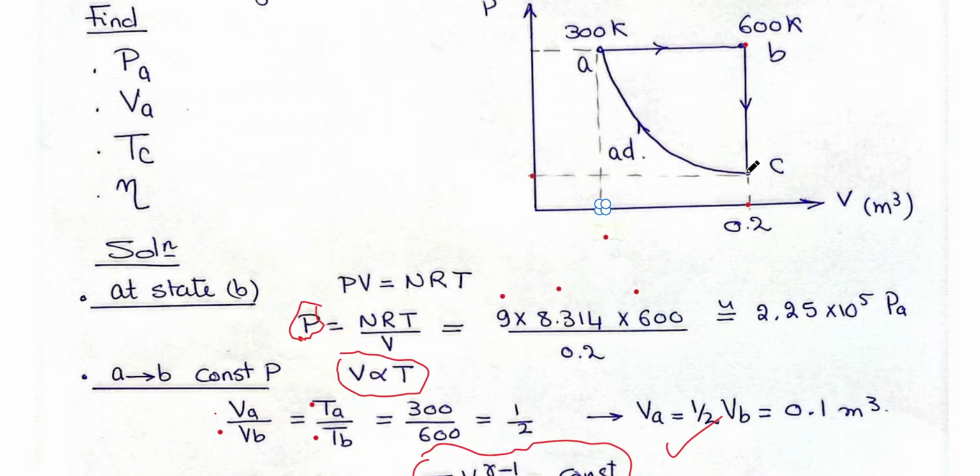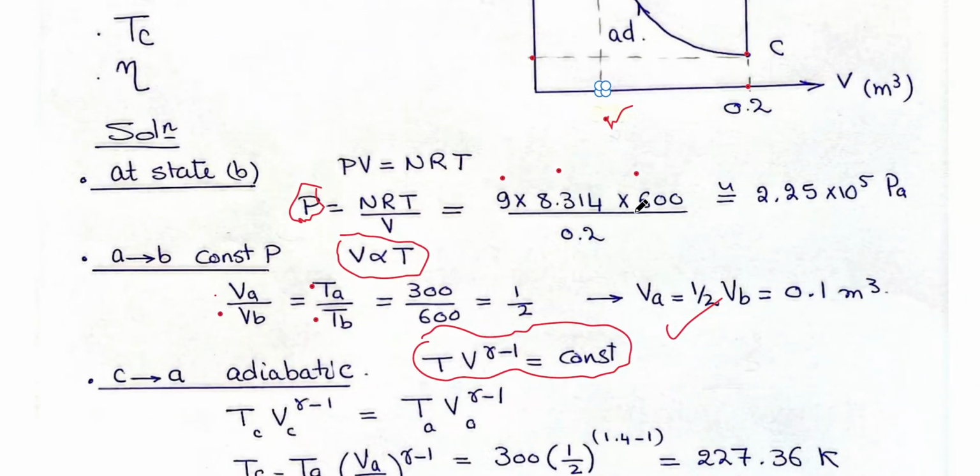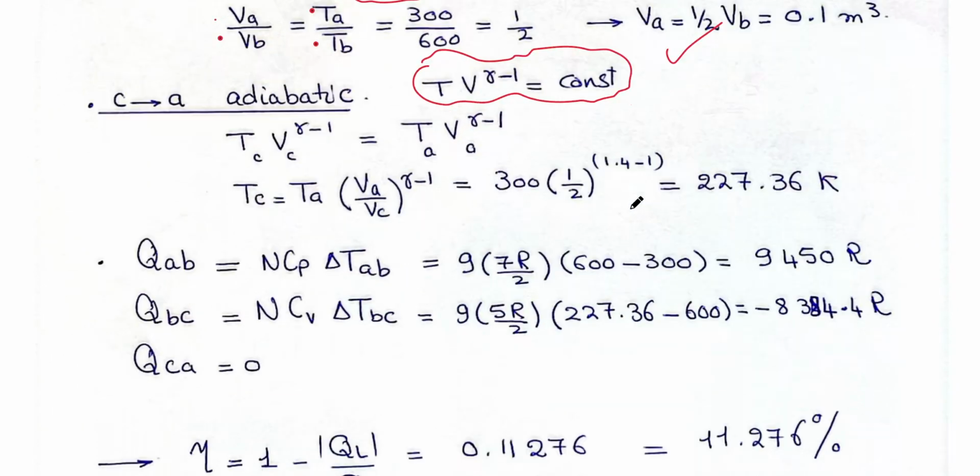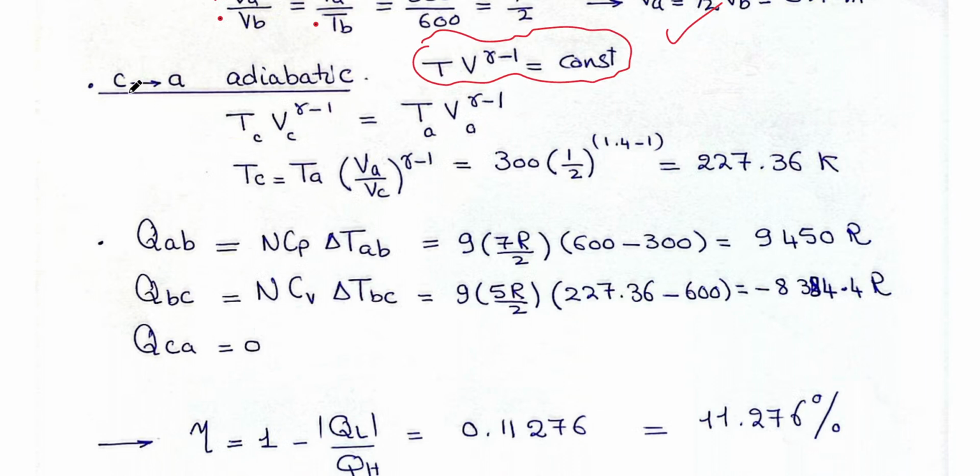Now we want to get the temperature at C, and we have the volume at C. And at A, we have the temperature and the volume, because we got this volume 0.1 meter cube. So apply the relation TV to the power gamma minus 1 is constant from C to A: apply it at point C and equate it at point A. What is the unknown here? The unknown is the temperature at C. So one equation in one unknown gives the temperature at C, and of course, after substituting, it is in Kelvin.